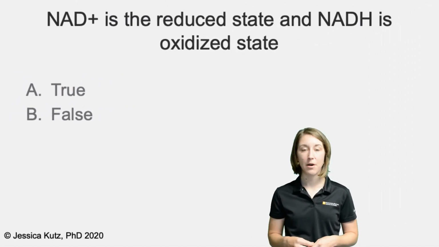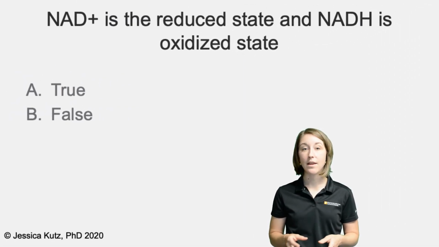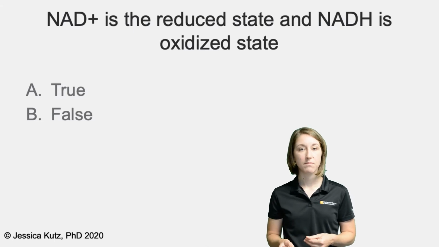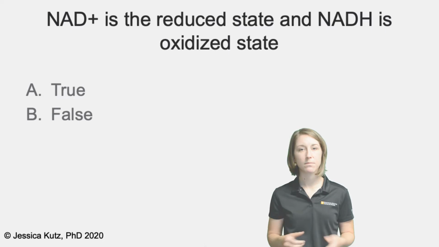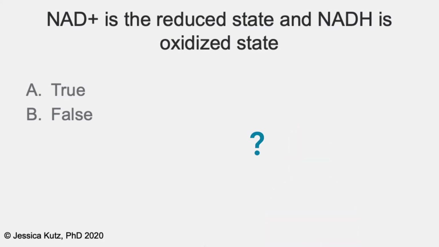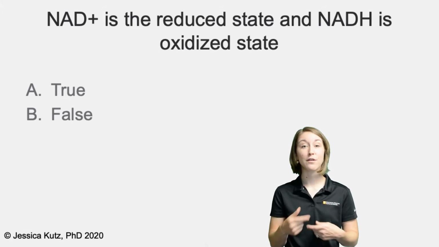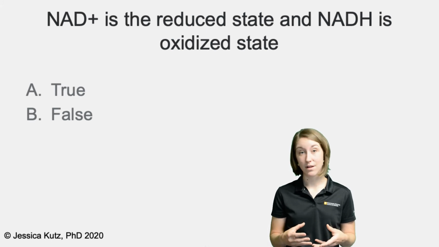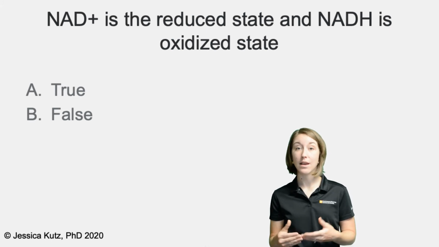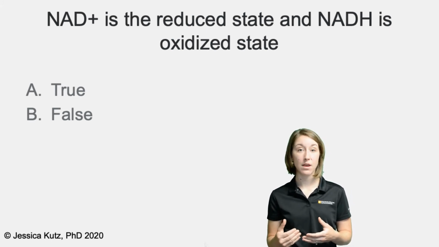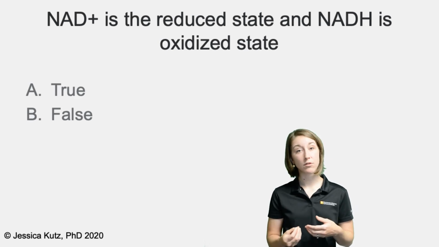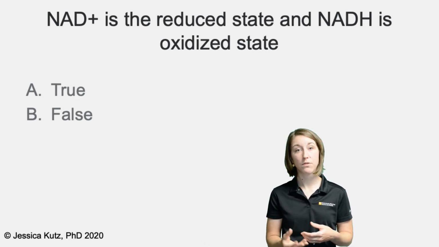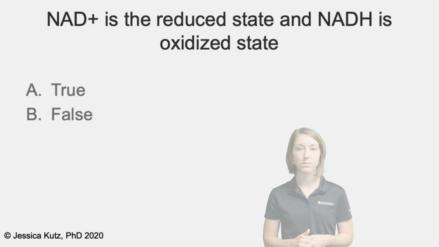Here's a question about our carrier molecules. NAD is in the reduced state, and NADH is in the oxidized state. True or false? Hopefully you answered false. These are flip-flopped. So NAD is going to be in our oxidized state, and NADH is going to be in our reduced state. So NADH received the 2 hydrogen and electron molecules, so it's the reduced molecule.